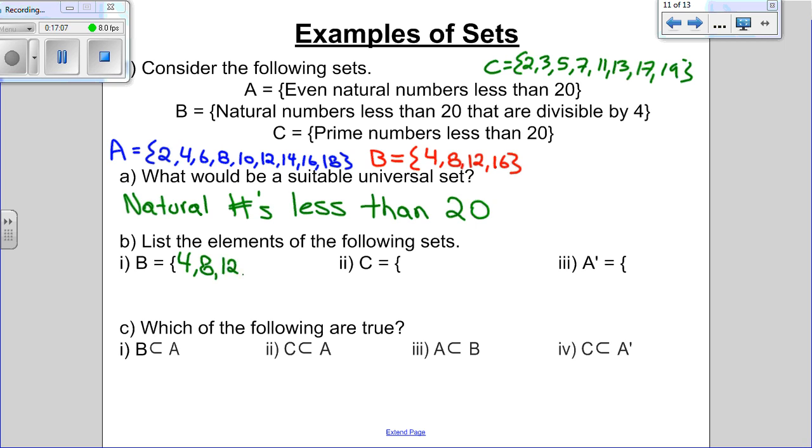Question B, what's in set C? Well, we've written it up here, so we can just copy it in. 2, 3, 5, 7, 11, 13, 17, 19.